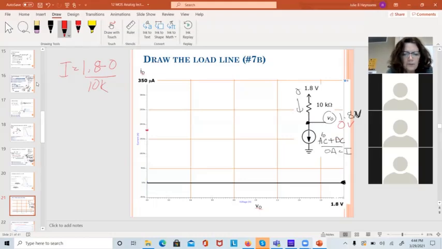So if V is 0, my current is 180 microamps. Now, as long as that resistor is acting like a resistor, it's going to follow Ohm's law. And the only possible currents that I can get through this are going to be on a line between these 2 points. That's a straight line with an even slope everywhere.